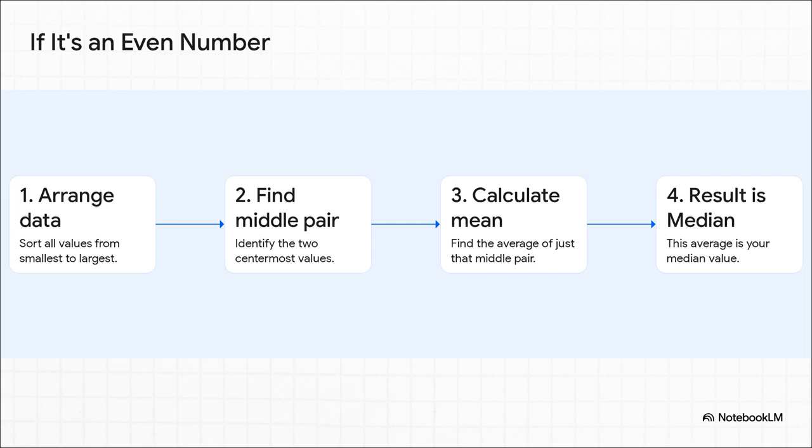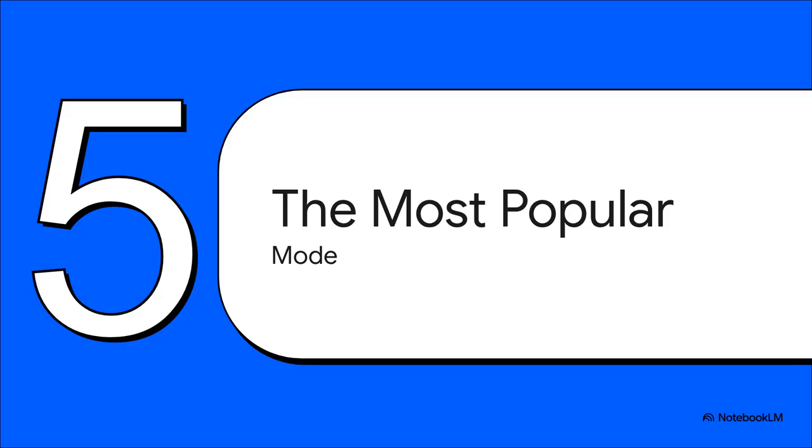And just real quick, what if you have an even number of data points? Then there's no single middle value. No problem at all. You just find the middle pair of numbers, and then you calculate the mean of just those 2. That result is your median. Simple as that.